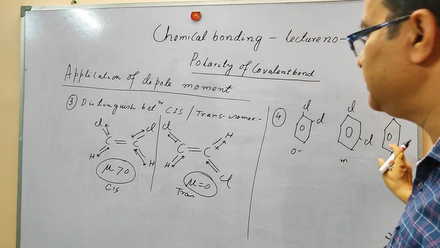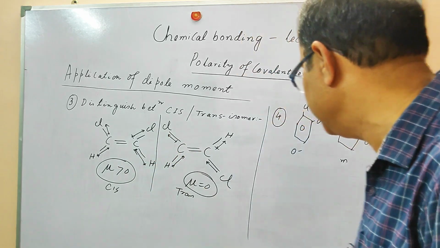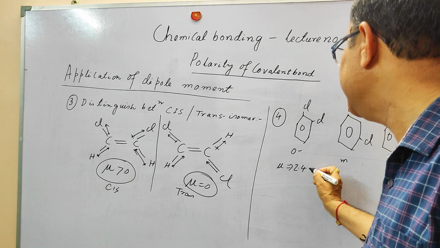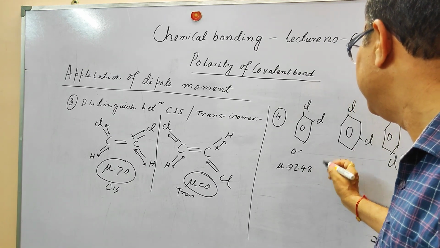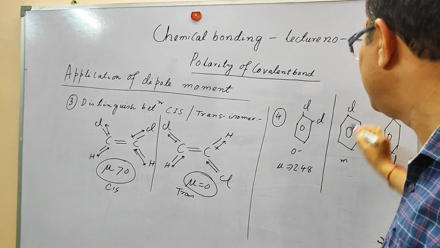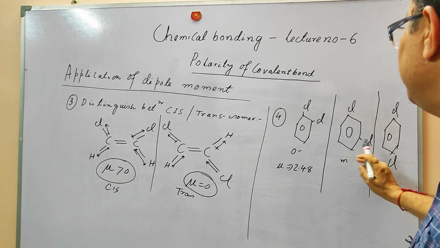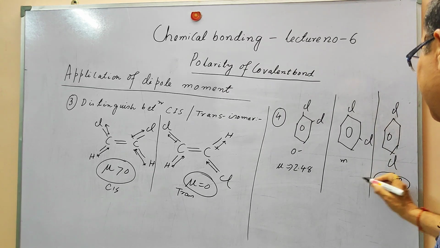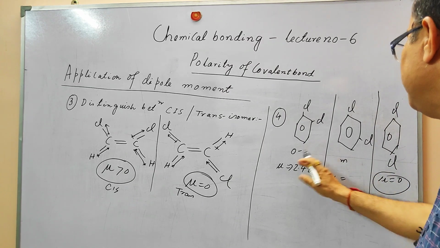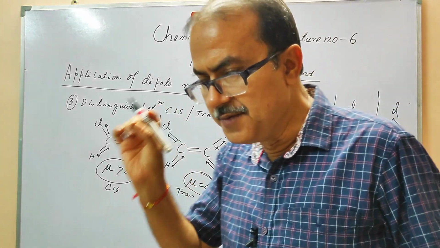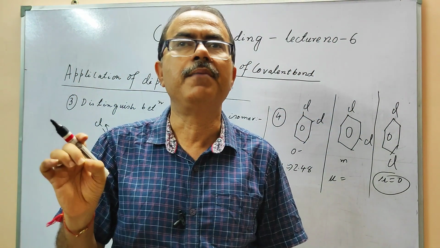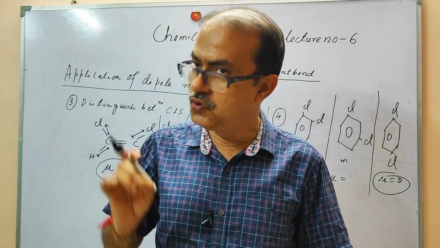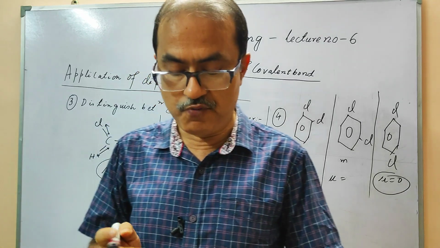In these three cases, you will find different types of dipole moments, and from this you can say which is ortho, meta, and para. Para will have zero dipole moment, and meta will be in between these two. So from the dipole moment we can identify the para, ortho and meta isomers. You can understand dipole moment is a very important thing.